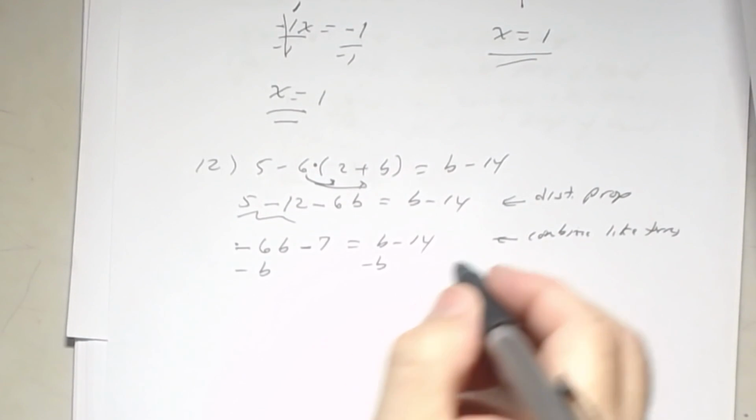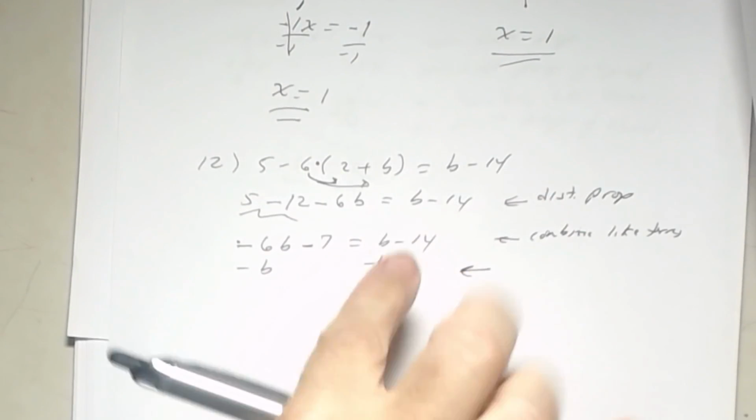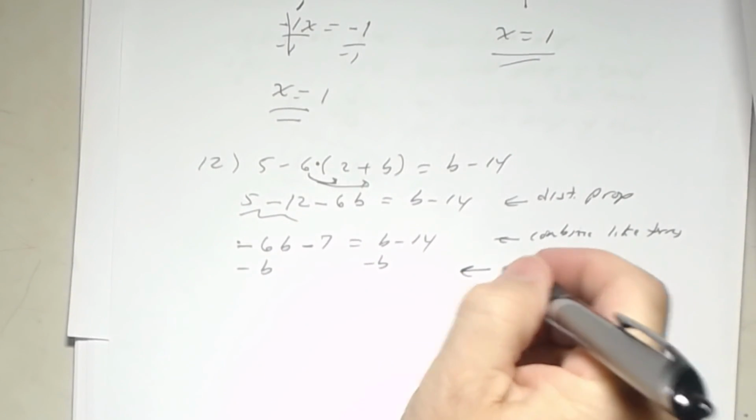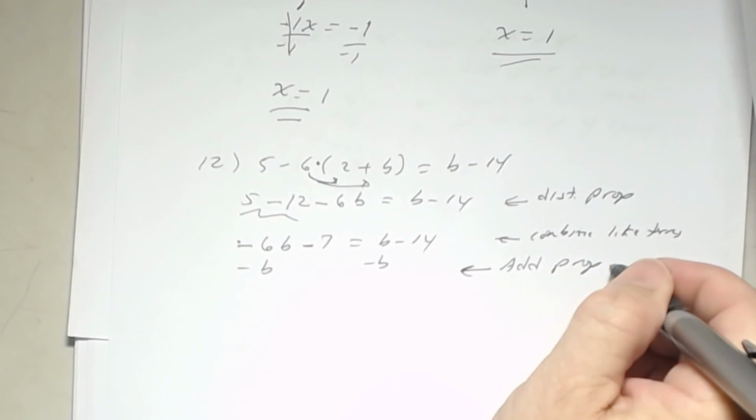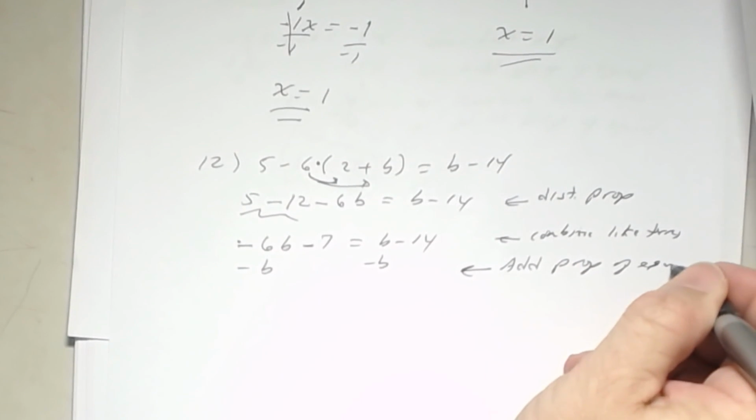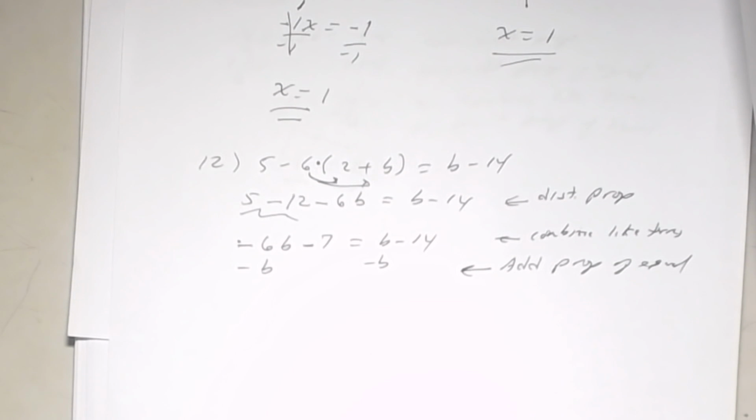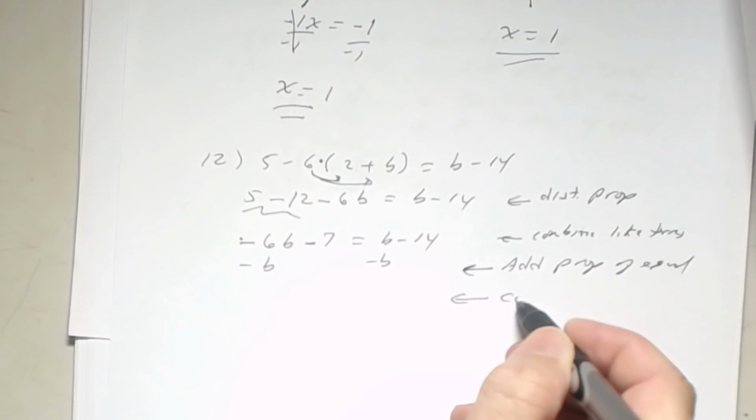Combine them. So what allowed me to subtract b from each side is the addition property of equality. So what you do to one side, you do to the other, correct? That's what that means. So if I add or subtract something from one side, I got to do it to the other side. Now the next step, once you do the addition property of equality, the next step is to combine like terms.